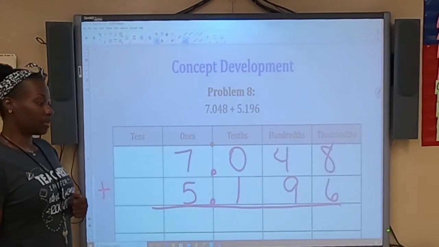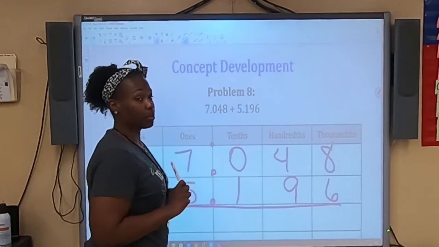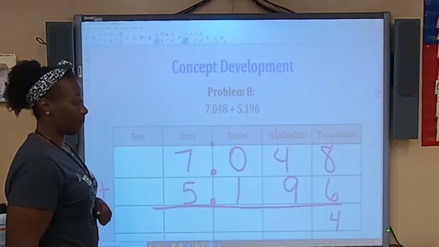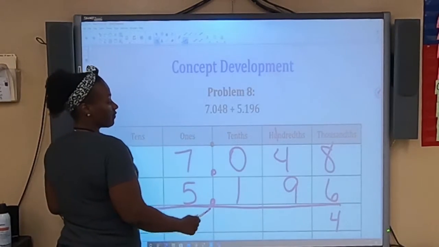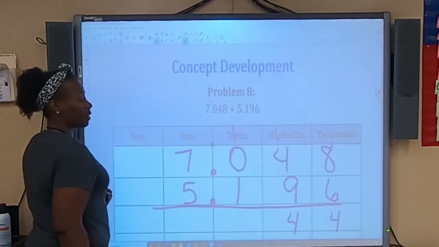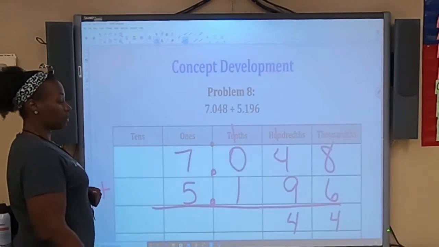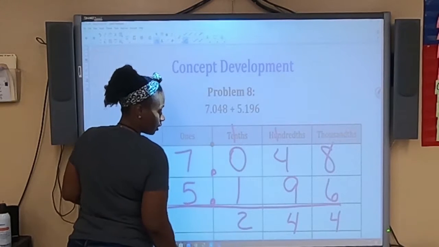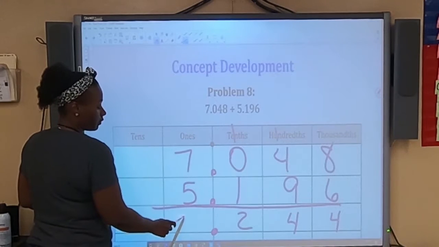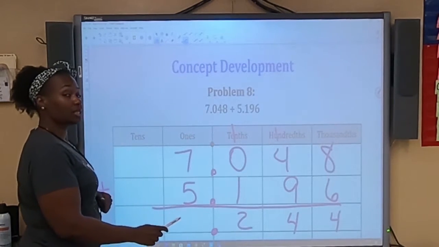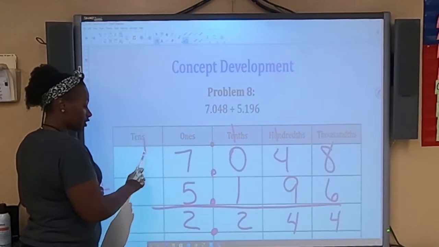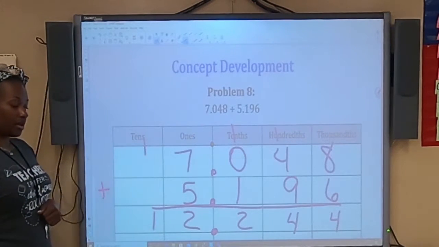So I add. 8 plus 6 gives us 14. Cannot put 2 digits in one place. So my 4 can stay, my 1 must go. 1 plus 4 is 5. 5 plus 9 is 14. Put my 4, shift my 1. 1 plus 1 is 2. Drop my decimal. 7 plus 5 is 12. Remember, we cannot put 2 digits in one place value. So my 2 can stay, but my 1 has to shift over to the next place value.